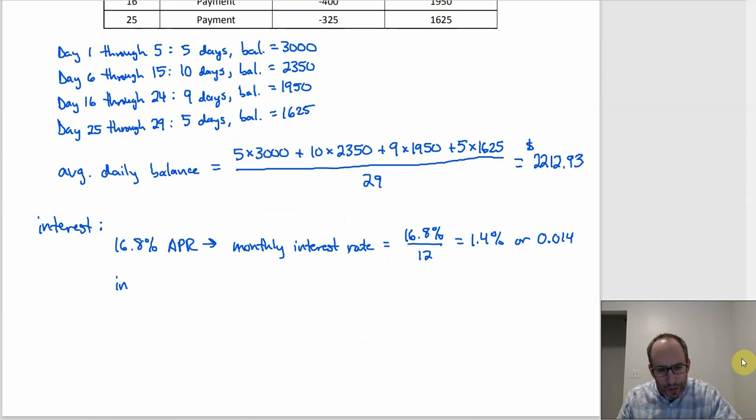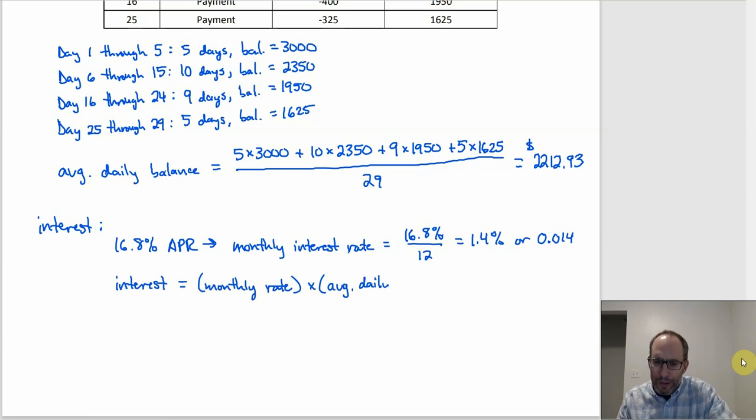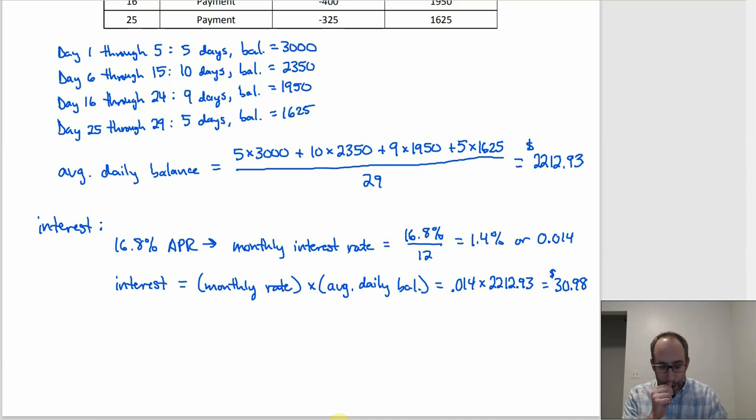So the interest will be the monthly rate times the average daily balance. And so that's going to be 0.014 times 2212.93, and what you get is $30.98 in interest when you multiply that out.